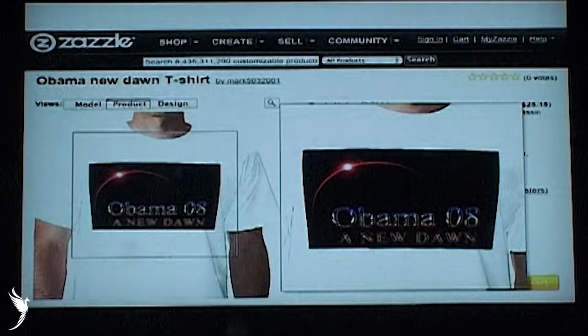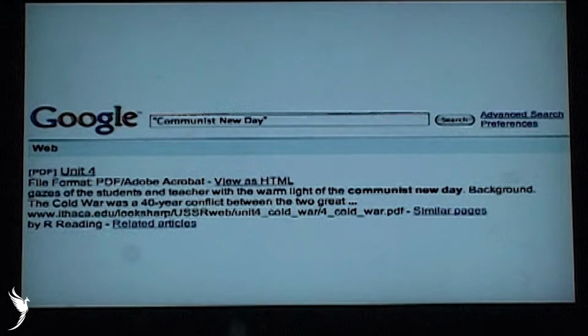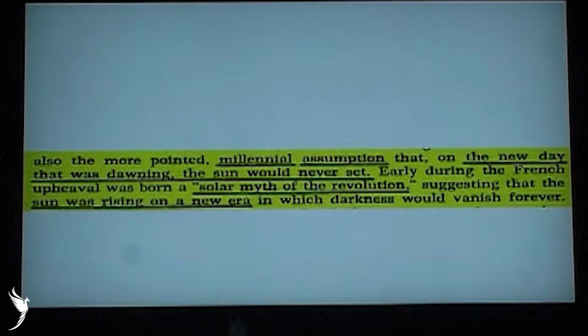You'll see it in the Club of Rome, the sun rising behind the earth. Obama uses it. Back to that New Day thing. Fire in the minds of men. The whole revolutionary New Day dawning. You go to Google and search Communist New Day, because remember, it says the more pointed assumption is that new day that was dawning, the sun would never set, and it was the solar myth of the revolution.